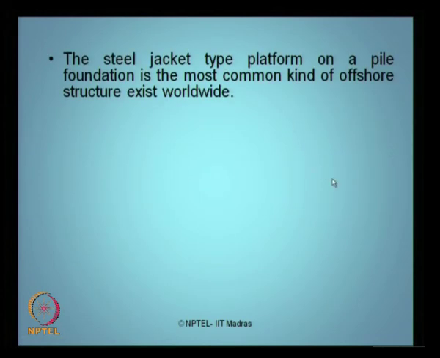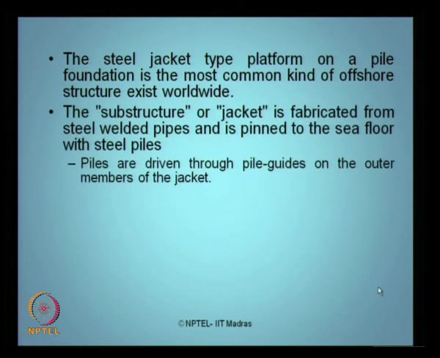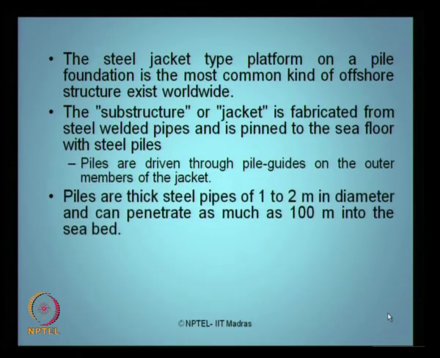The steel jacket platform is one of the fixed type platforms, resting on a pile foundation, and is one of the very common kinds of fixed structure existing and used worldwide. The substructure or jacket essentially is fabricated from welded steel pipes and then pinned to the sea floor with steel piles. Piles are driven through pile guides on the outer members of the jacket. Piles are thick steel pipes of diameter 1 to 2 meters, and can penetrate as much as 100 meters into the seabed.